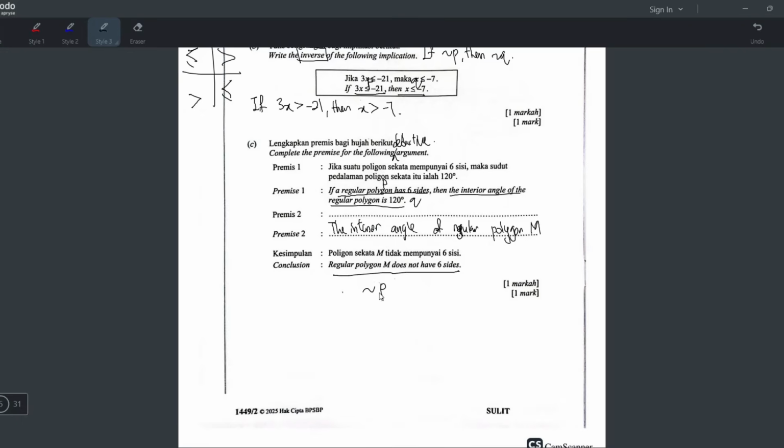Because when they're doing the negation of P, they also change the regular polygon to polygon M. So I'll do the same thing. Polygon M, and then is 120, but I'll write is not 120. Yeah, because we have to do the negation.